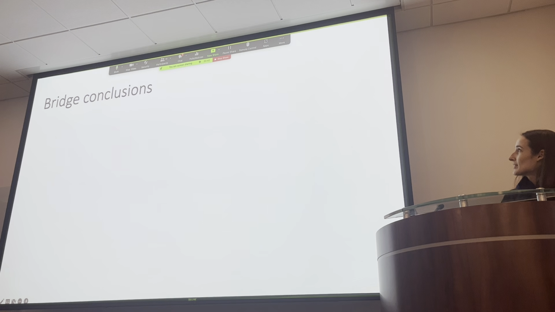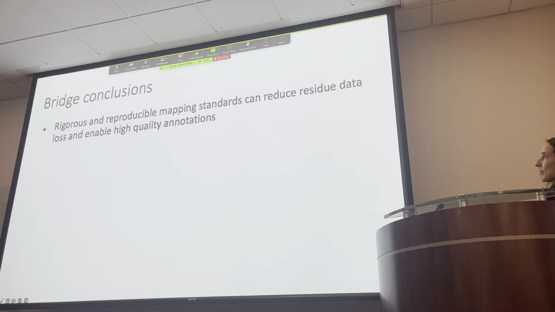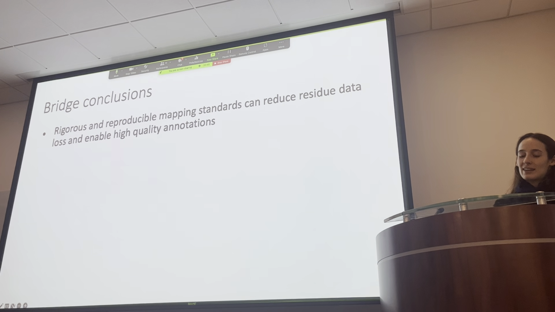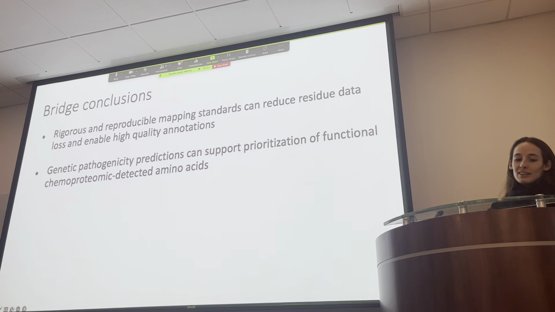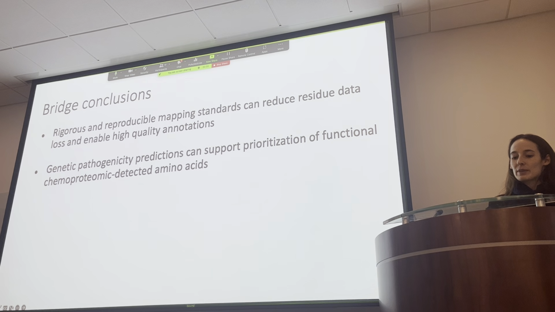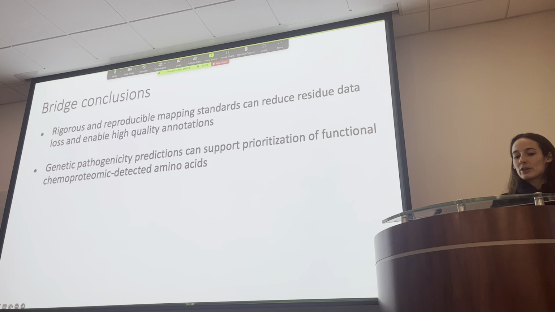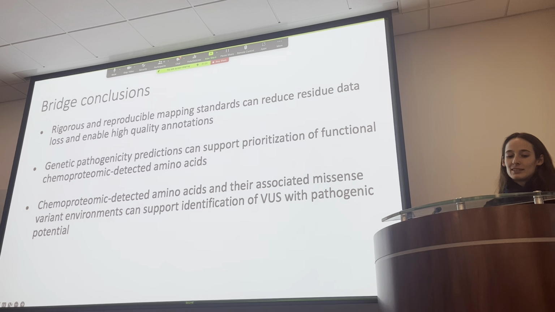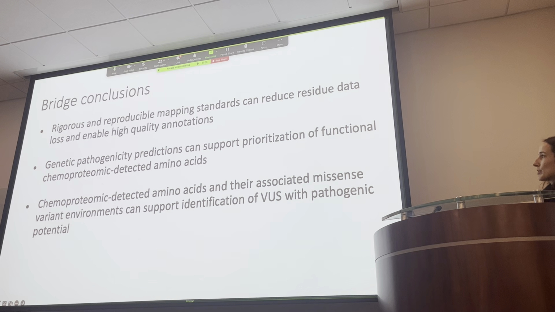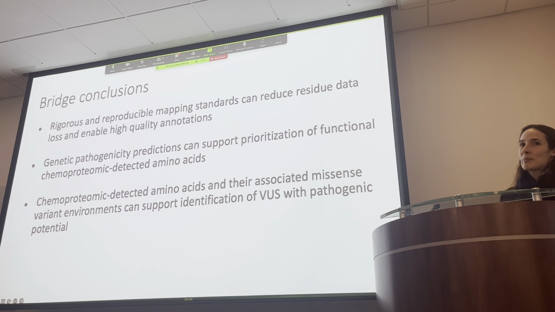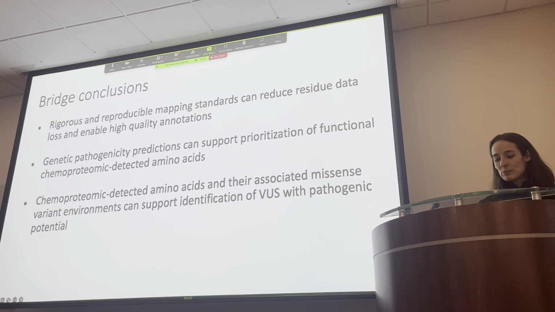So, bridge conclusions. Rigorous and reproducible mapping standards can reduce residue data loss and enable high quality annotations. Genetic pathogenicity predictions in our first project did support the prioritization of functional chemoproteomic detected amino acids, and we saw that with caspase-8. And lastly, chemoproteomic detected amino acids and their associated missense variant environments can support identification of VUS with pathogenic potential, like we see with fumarate hydratase.